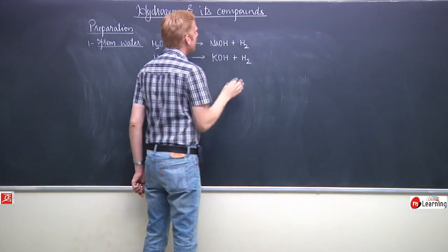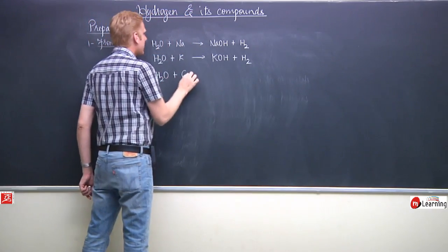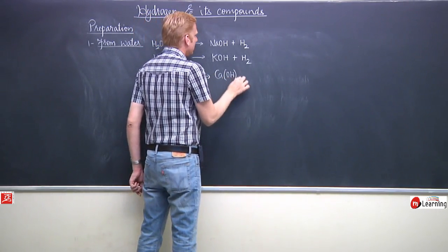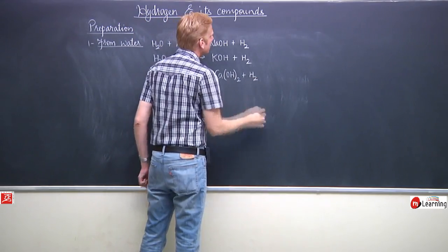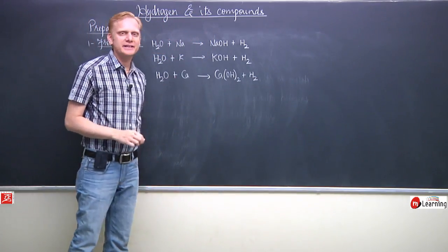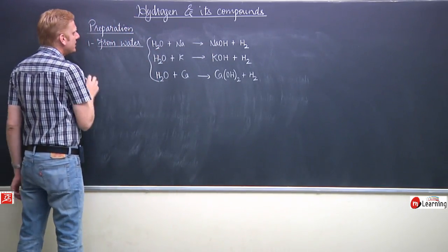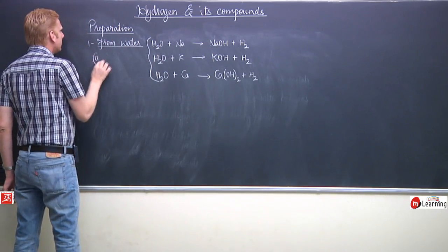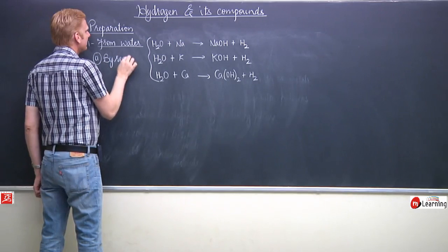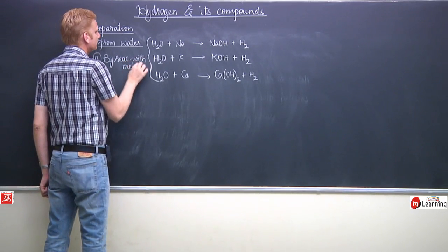calcium. The equations shown are not balanced. In all such reactions, metal hydroxides are formed and hydrogen gas is liberated. So these are the reactions where from water we get hydrogen by reaction with metals.